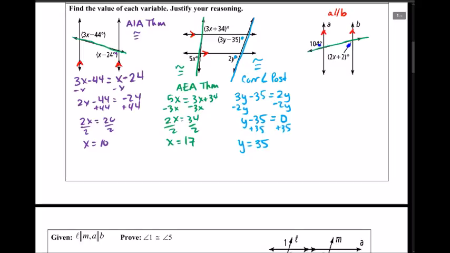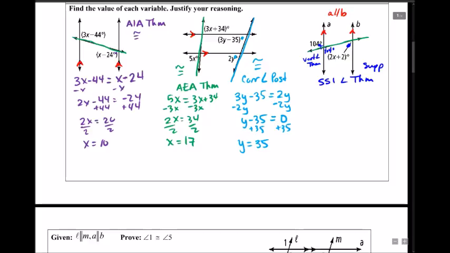Those are not any of our special angles, are they? But look what we can do. We can make this angle measure 104 degrees because these are vertical angles. So our vertical angle theorem says that these two angles are congruent. And now, what types of angles do I have? These are the same side interior angle theorem that says they are supplementary.